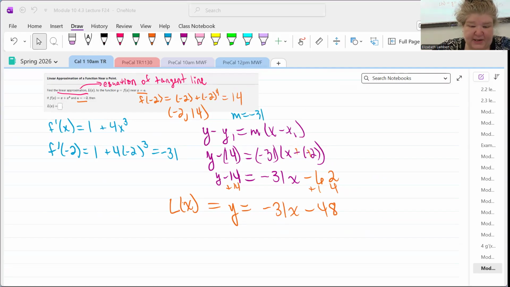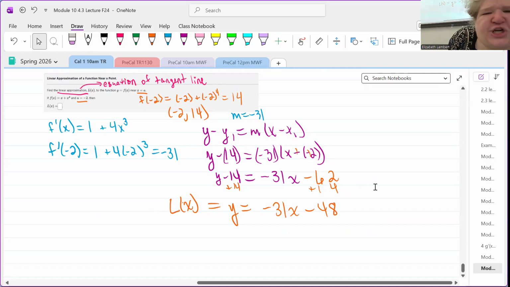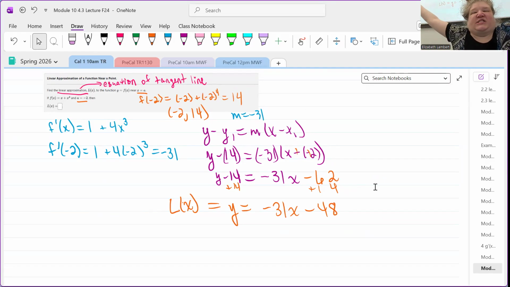So I'm going to type in -31x minus 48. And it is happy with that answer. So that'll get you through a good chunk of the homework. And then towards the end, it starts asking for differentials, which is just a really fancy way of saying find the derivative. But I can run through an example of that next class.